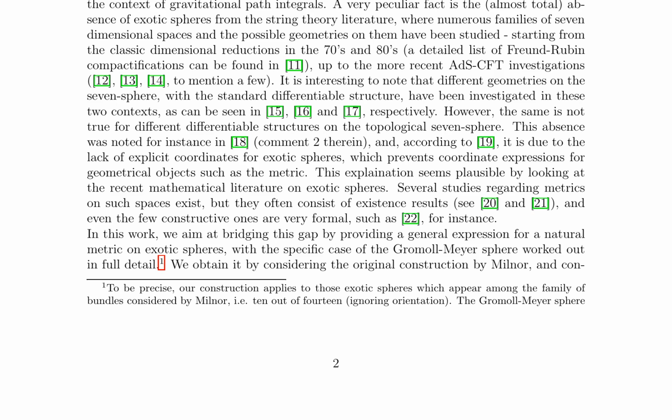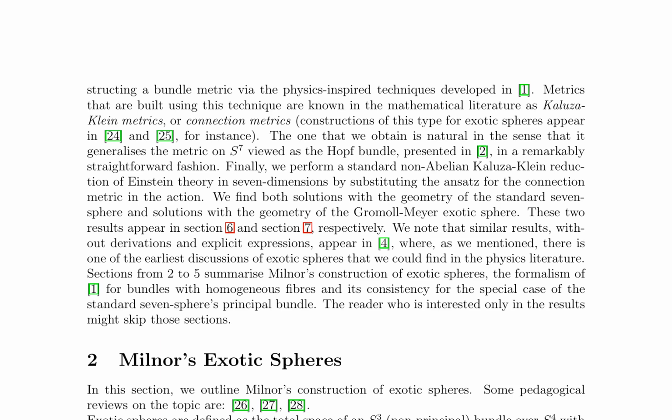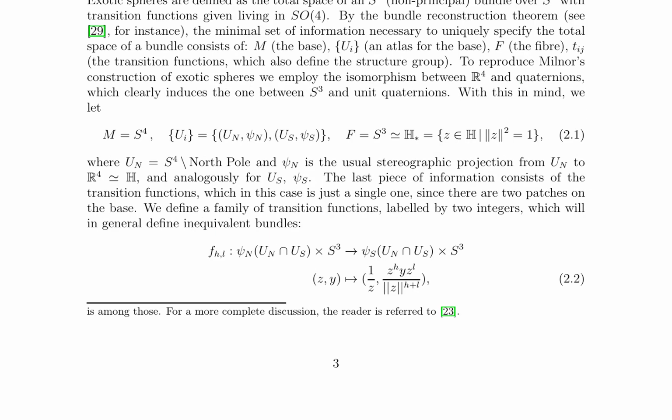Despite their importance, exotic spheres have received limited attention in the physics literature, especially in the context of string theory. This work aims to bridge this gap by providing a general expression for a natural metric on exotic spheres, focusing on the Gromoll-Meyer sphere. The metric is constructed using physics-inspired techniques, generalizing the metric on S7 viewed as the Hopf bundle. The resulting metric is then used for a standard non-abelian Kaluza-Klein reduction of Einstein theory in 7 dimensions, yielding solutions with both the geometry of the standard 7 sphere and the Gromoll-Meyer exotic sphere.